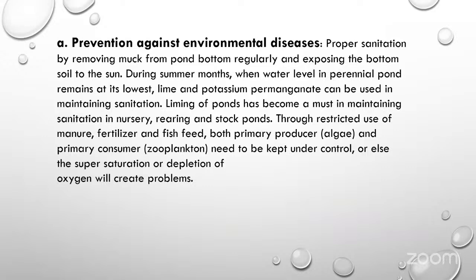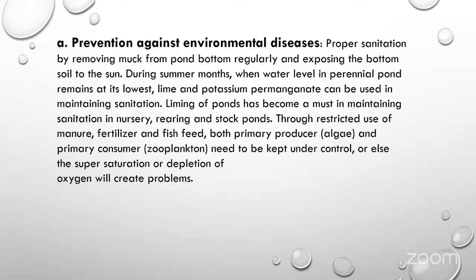Next, how to prevent these environmental diseases? Proper sanitation by removing muck from pond bottom regularly and exposing the bottom soil to the sun. During summer months, when water level in perennial pond remains at its lowest, lime and potassium permanganate can be used in maintaining sanitation. Liming of ponds has become a must in maintaining sanitation in nursery, rearing and stock ponds.